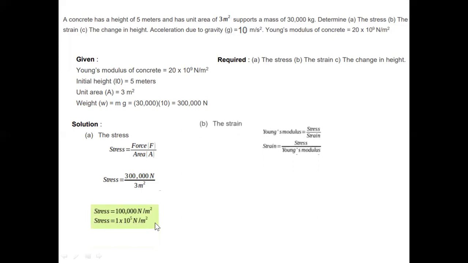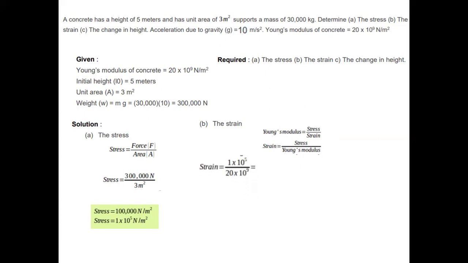Now for letter B, if we're going to solve for the strain, remember, we are given the Young's modulus of the concrete, and we already solved for the stress. So solving now for the strain, we're going to use the formula E is equal to stress all over strain, or Young's modulus is equal to stress all over strain. And manipulating the whole formula, this gives us strain is equal to stress all over Young's modulus.